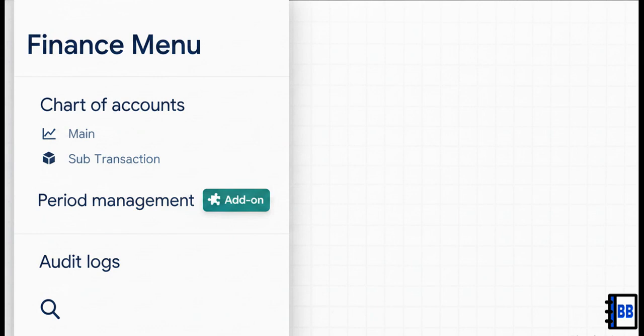Below that is period management, which, remember, you'll only see if you have that finance management add-on we talked about earlier, and that's where you'll handle bank reconciliations. Finally, at the very bottom, you've got your audit logs for tracing all system activity.